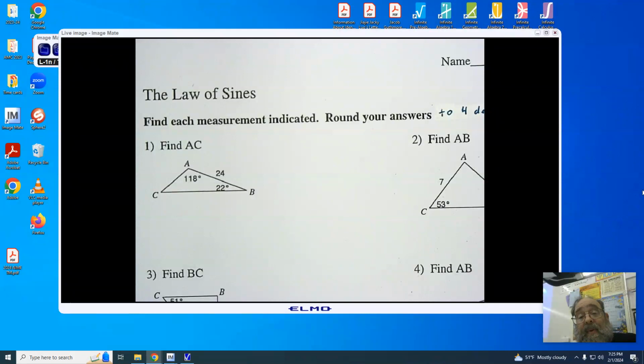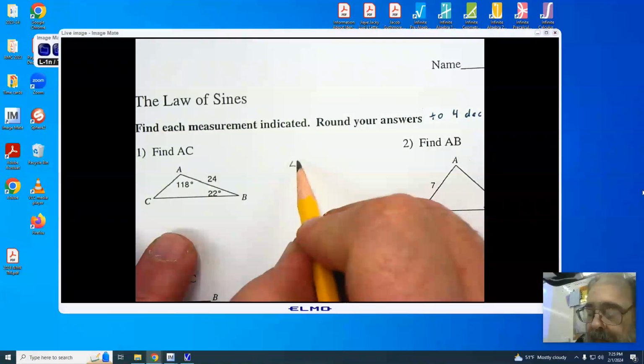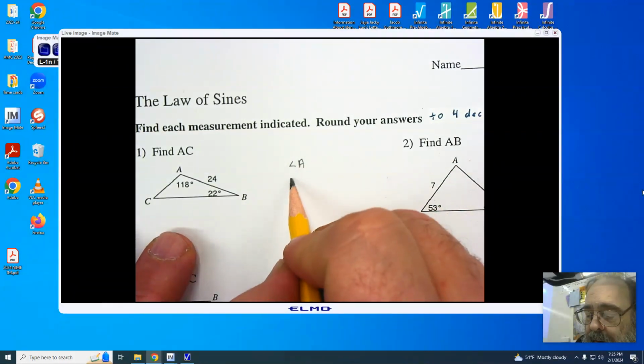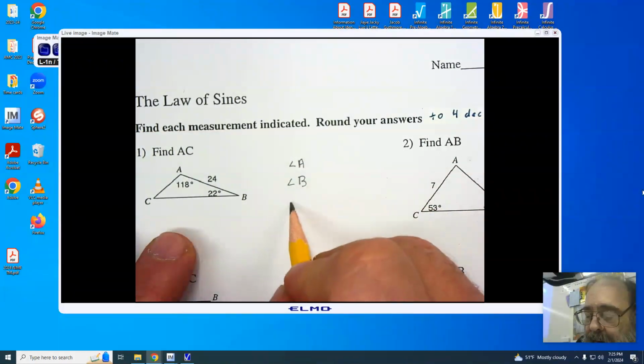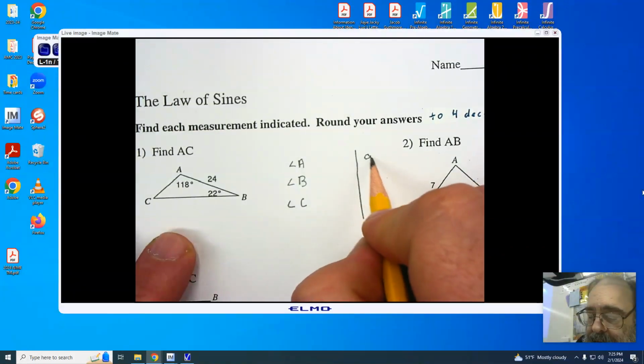Now, please be aware that we do have to check things out because we have to make sure that the opposite side of the largest angle is the largest side. The smallest side pairs opposite the smallest angle, and the medium angle goes with the medium side. Okay? Now, I also request that everybody write their angles off on one side, put a line down the middle, and then find your sides.